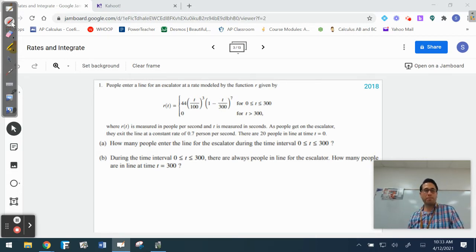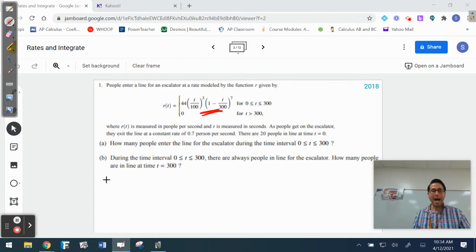So we have people in line for an escalator, okay, and it's modeled by the following rate. Between 0 and 300 seconds, it's this rate up here. And then after 300 seconds, nobody else is getting in line anymore, okay? R of T is measured in people per second. T is measured in seconds. As people get on the escalator, they exit the line at a rate of 0.7 person per second. There are 20 people in line at time t equals 0, right? So that's our initial condition, and that's going to come into play.